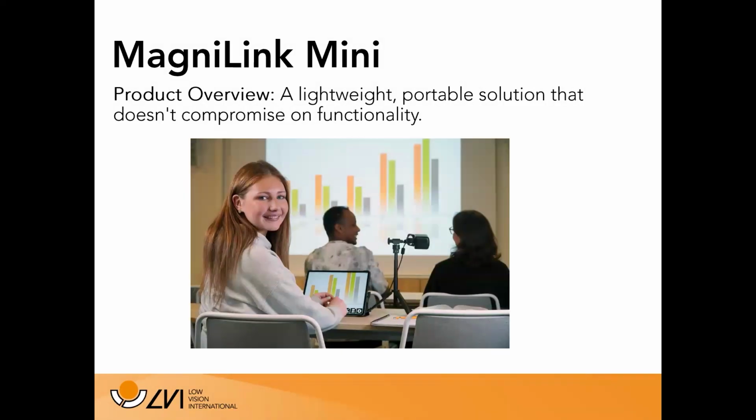The third product that I want to talk about, we've talked about the Magnilink iTab. We've talked about the Magnilink S. The third one is called the Magnilink Mini. This is a relatively new product for us, and it is selling very, very well. It is the little sister of the Magnilink S. We designed this one for people who want something that might be a little bit lower profile, maybe a little bit more lightweight, and a solution that is really heavily designed for that distance viewing feature.